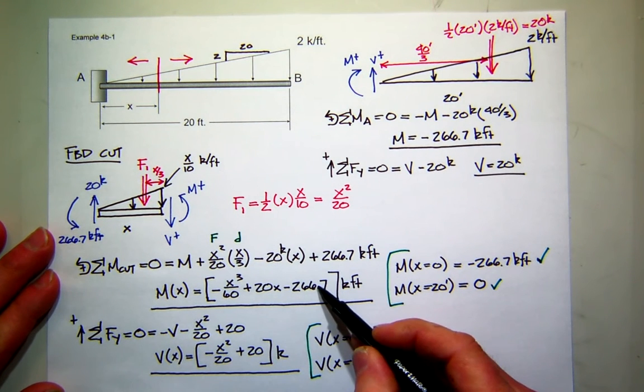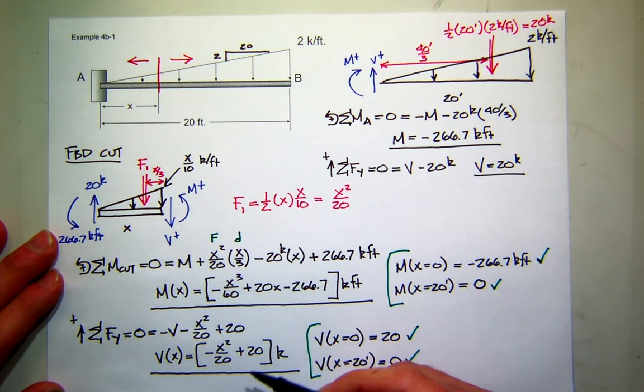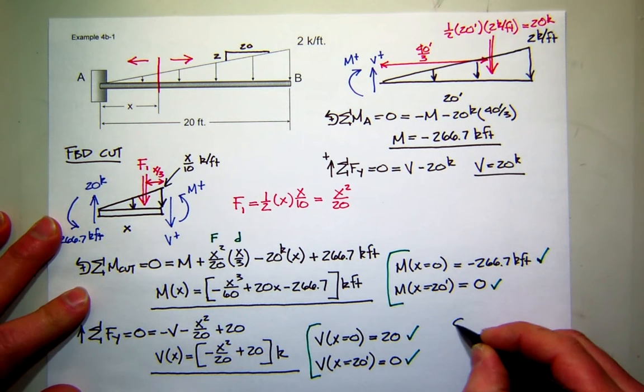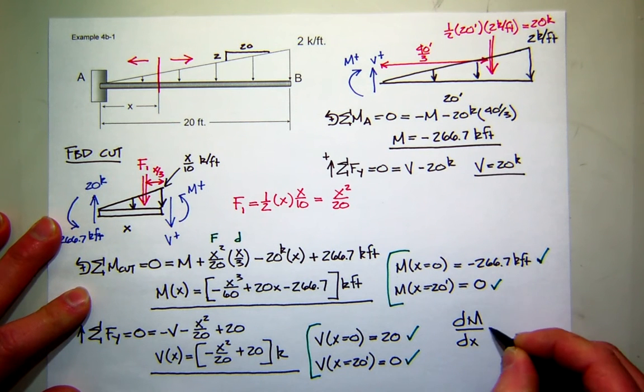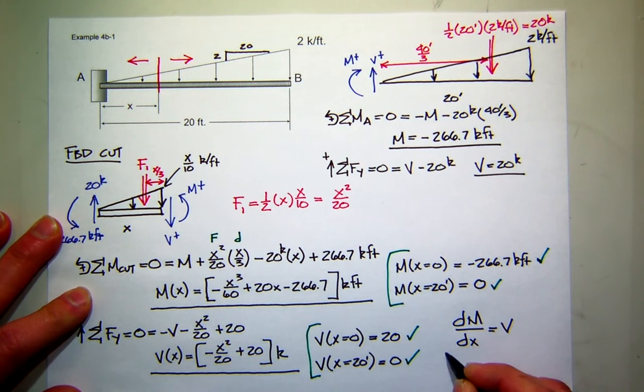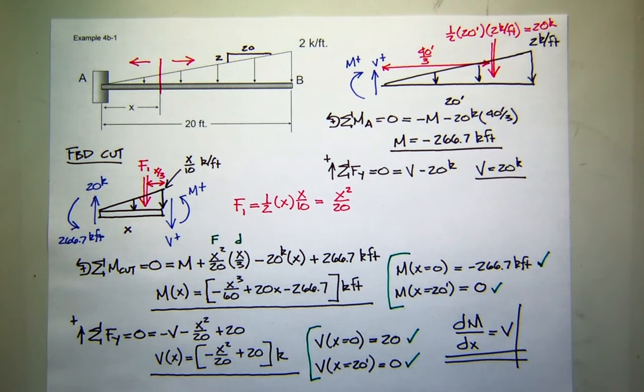Now, you guys are smart. Look at this equation and look at this equation. There's a relationship there. Yep. If you take the derivative of the moment with respect to x, it looks like you get the shear. Now that's just an observation, right? That could just be coincidence.